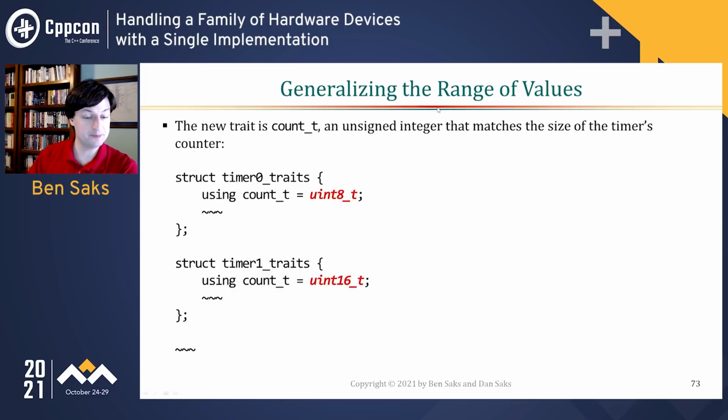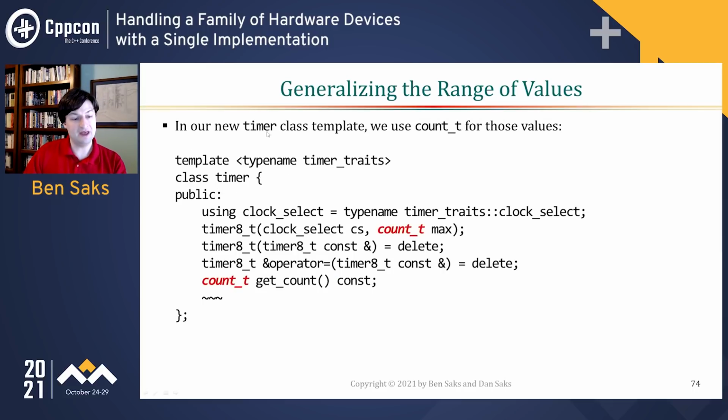So anyway, we have a new type, count_t, that is our new trait to be added into our traits types, that is a type alias for whatever unsigned integer type we should be using to represent the timer's counter values. So timer 0 has uint8_t, timer 1 has uint16_t. And then in our timer class template, where before we had uint8_t to represent a counter, now that will be an object of type count_t.